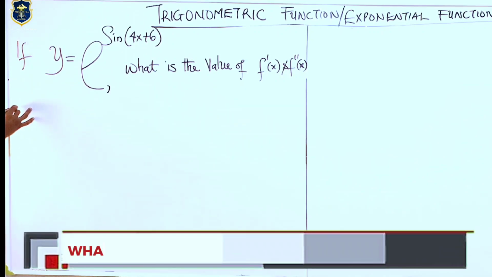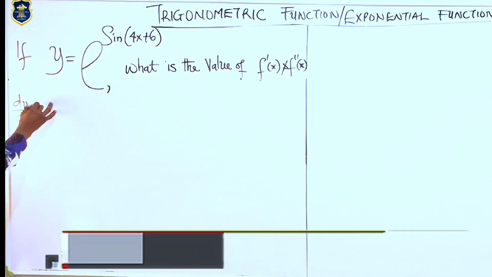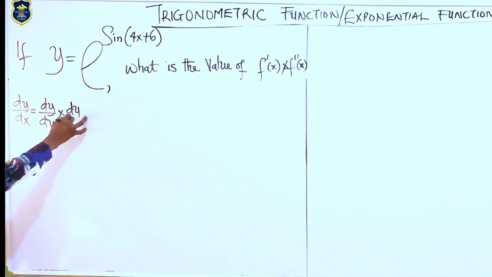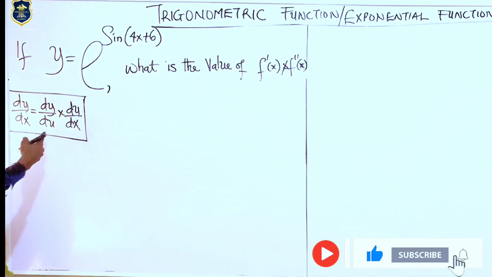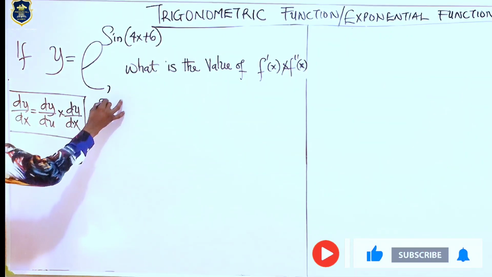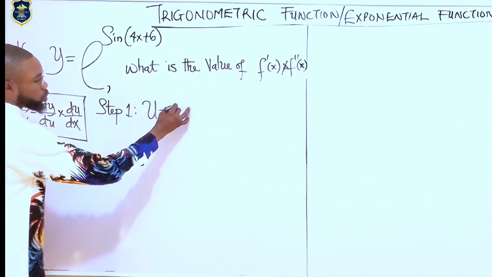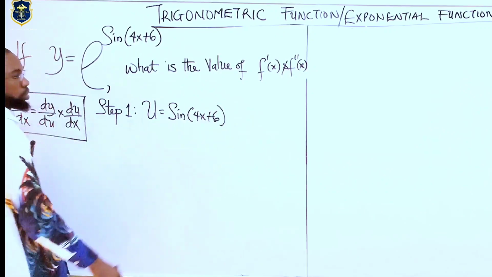With this, how do we solve for it? dy over dx: first of all, we know it's a function of a function, right? dy over dx is dy over du times du over dx. We've talked about this many times. So, having this in mind, step one is to let u be equal to sine 4x plus 6.